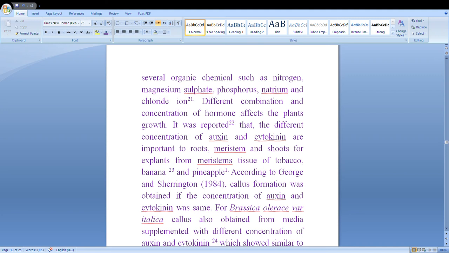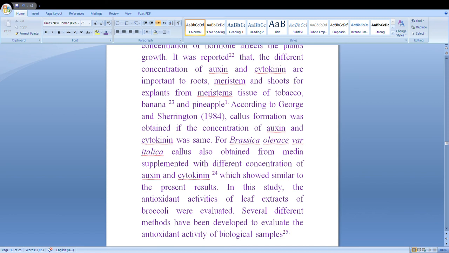According to George and Sherrington, callus formation was obtained if the concentration of auxin and cytokinin was the same. In Brassica oleracea italica, callus was also obtained from media supplemented with different concentration of auxin and cytokinin, which showed similar to the present results.